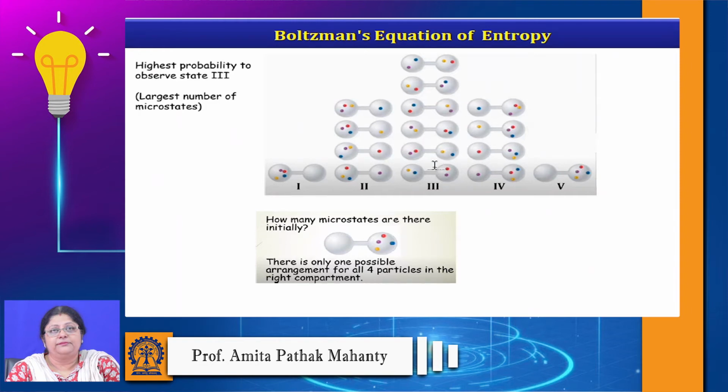So if I want to do the permutations, how many can I get? 1, 2, 3, 4, 5, 6. So I can get 6 microstates here. Here I can get 4 microstates, which are all equivalent. And again, I can have a similar thing where on the other globe I have 3 and 3. They are again equivalent to this one.